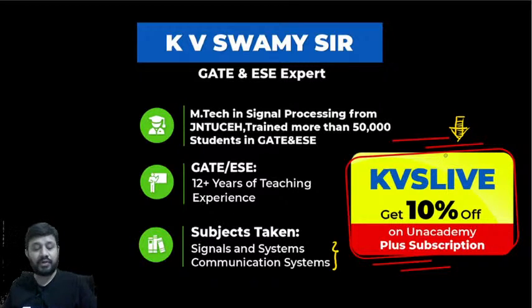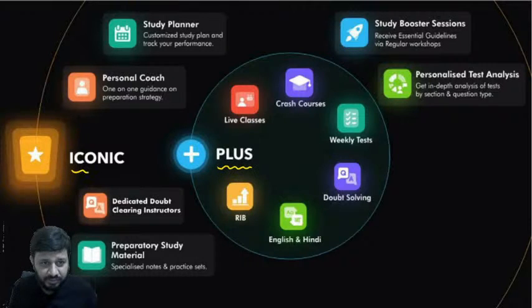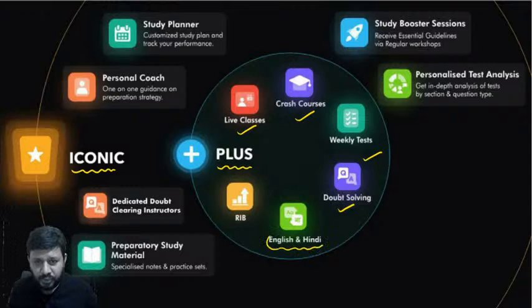First of all, we'll observe what are the various courses for GATE we are having in Unacademy. Basically, we are having two types of subscriptions here, namely the Plus subscription and the Iconic subscription. In the Plus subscription, the student is exposed to live classes, crash courses, weekly tests, doubt solving sessions, and batches are conducted in both English and Hindi. If a student is not comfortable with English, he can take the batch in Hindi, and if a student is not comfortable with Hindi, he can take the batch in English from his choice of educator. And we have rank improvement batches also.